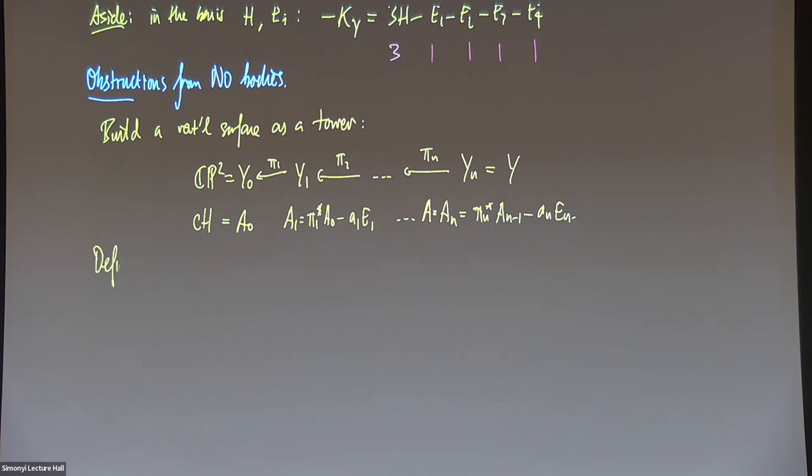So I'll define the weight sequence of Y_A just to be the numbers exactly as you expect: a_1 through a_n. So as I've defined it, the canonical divisor on CP^5 has weight sequence 3 and then 4 ones.